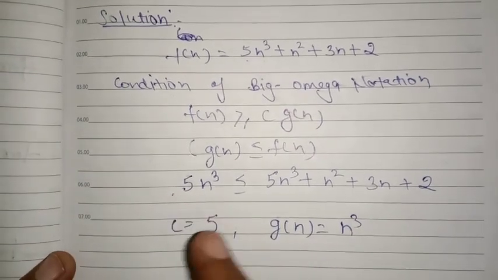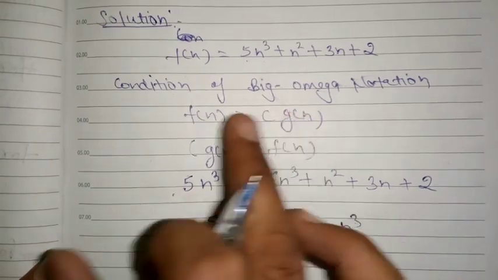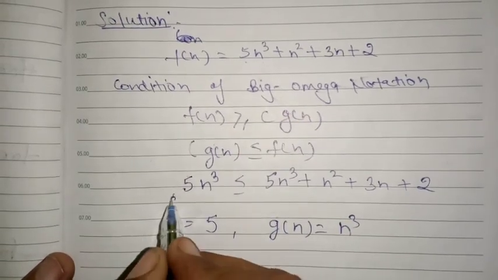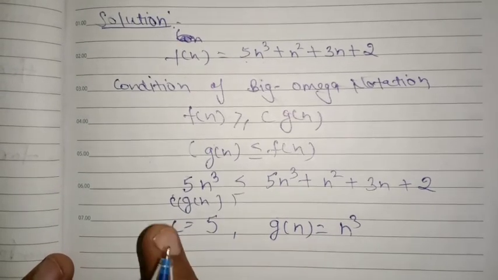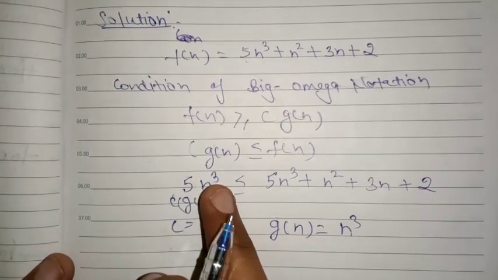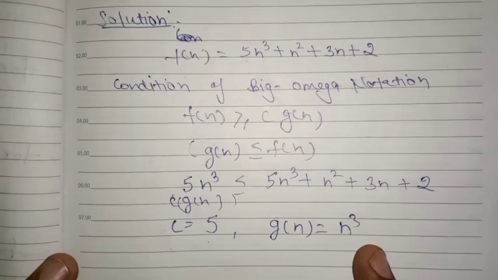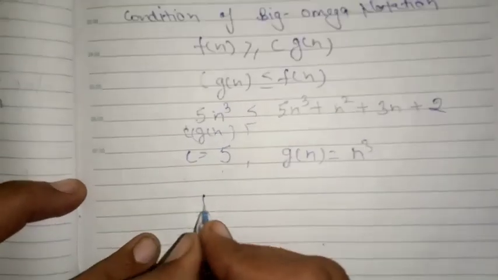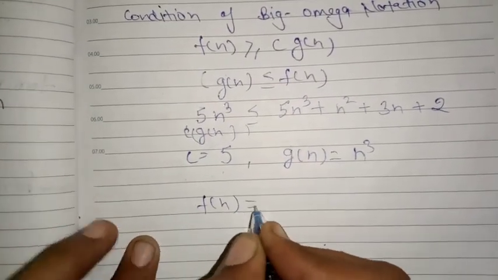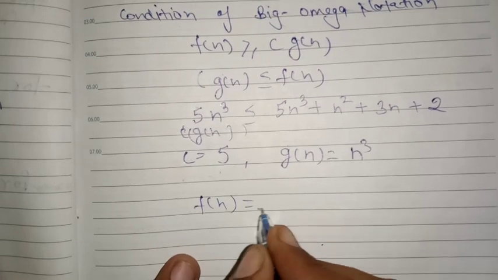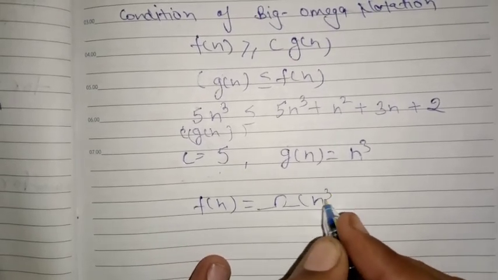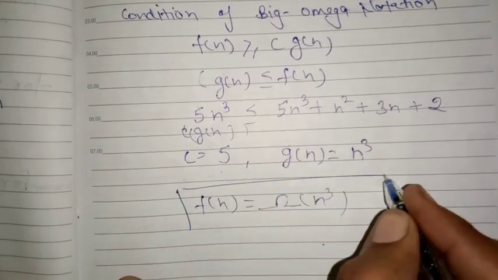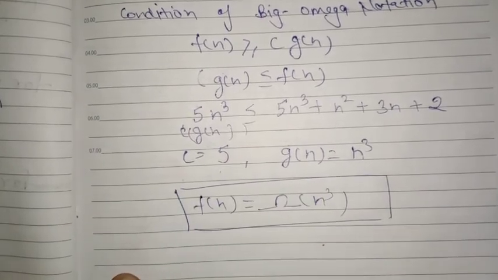So c is equal to 5, g(n) is equal to n cube, and f(n) is equal to Omega(n^3), which is our last condition of this problem. So this is the solution of this problem.